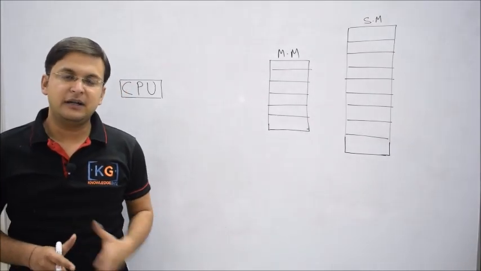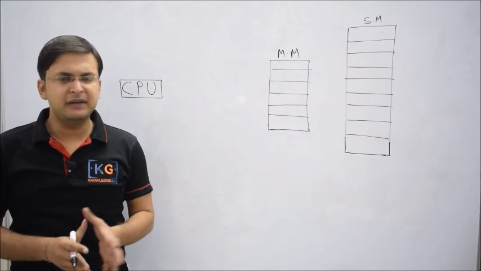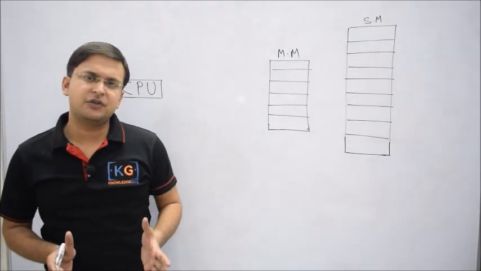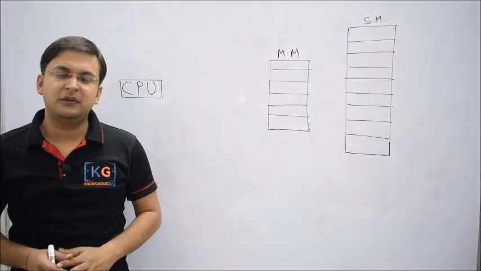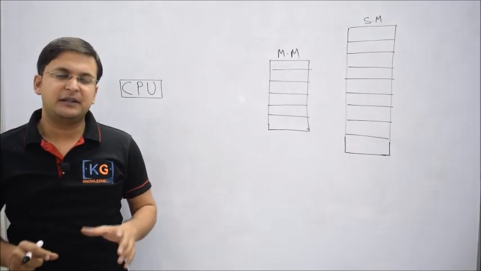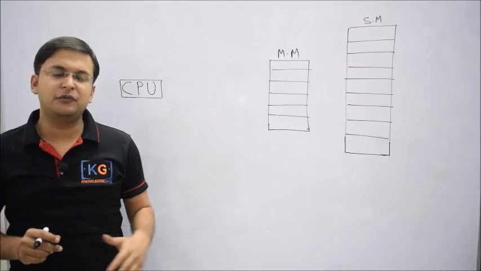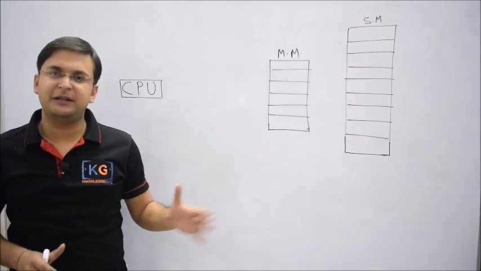Now in the non-contiguous allocation policy we have majorly two approaches. One is called paging, one is called segmentation. Now in this video we'll start with paging. First we'll understand the basic concept and then we'll continue with more important and popular questions in the later videos.